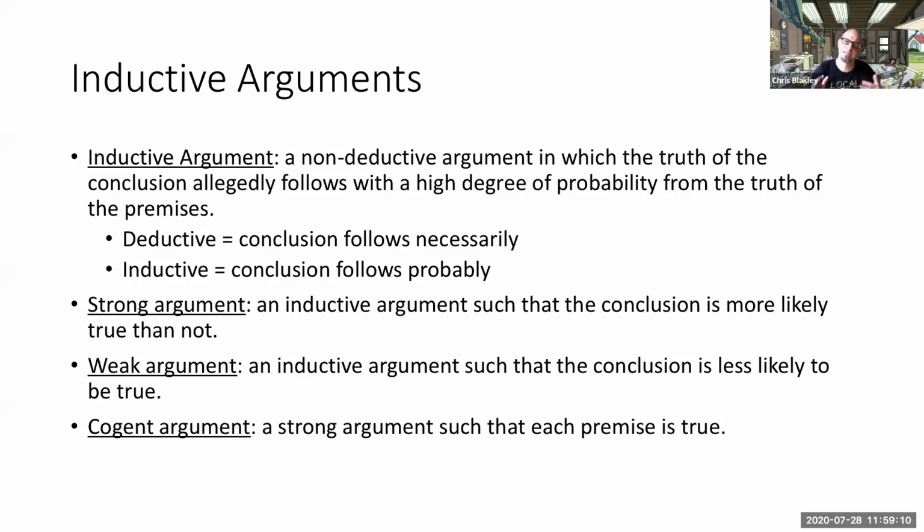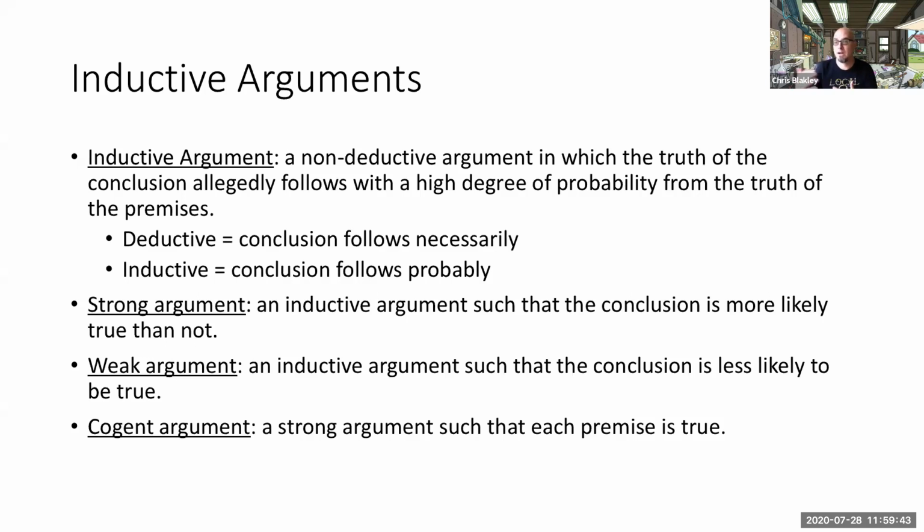So keep that distinction between deductive and inductive reasoning or arguments in mind here. One of them is about necessity and the other one is about probability. So with inductive arguments, we're not worried about valid or invalid arguments. We're worried about strong and weak arguments. Strong meaning that if the premises are true, it's highly likely that the conclusion is true. Weak meaning that even if the premises are true, it's unlikely that the conclusion is going to be true.